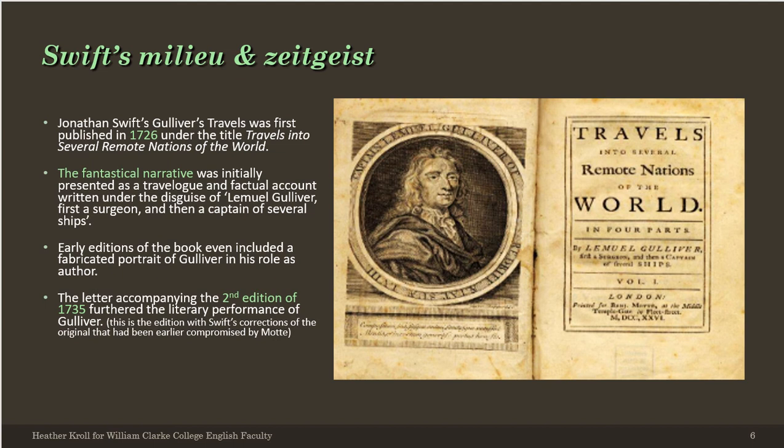The letter accompanying the second edition, which was 1735, furthered this literary performance by Gulliver. And this 1735 edition is actually the one that we refer to today, because the initial publication in 1726 by the publisher Mott actually had a lot of errors in it, partly because Mott was scared for his life because other people had been murdered or prosecuted and imprisoned for publishing treasonous tracts, such as this one by Swift.